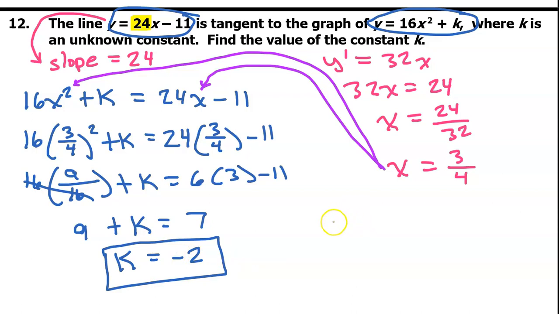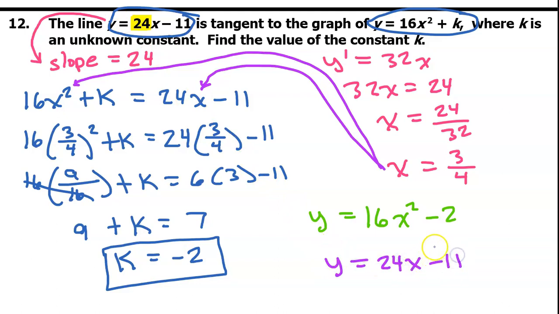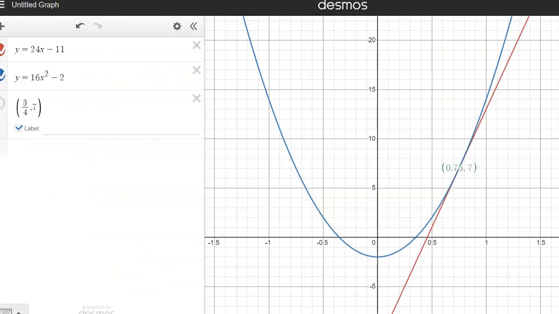Let's check this answer on Desmos. So if we have done this correctly, we found this k value. So that means the function, the original function, is 16x squared minus 2. And it should have a tangent line of y equals 24x minus 11. So let's put both of these equations into Desmos and see if we have a function and a tangent line. So here it is on Desmos, and the line is tangent to the function.